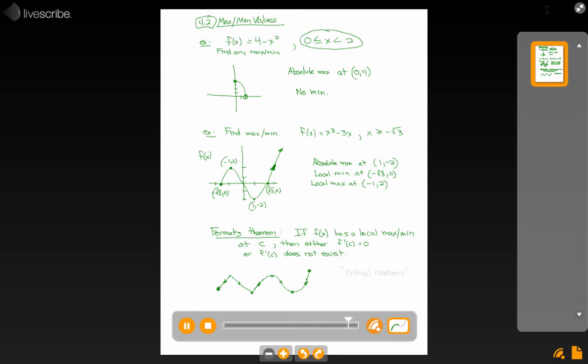So Fermat's theorem is kind of interesting. These values, these points c, where the derivative is undefined or zero are called critical numbers. And so there'll be lots of examples coming up where we'll be asked to find the critical numbers for a certain function, and basically all we have to do is find when is its derivative 0 or when is it undefined.